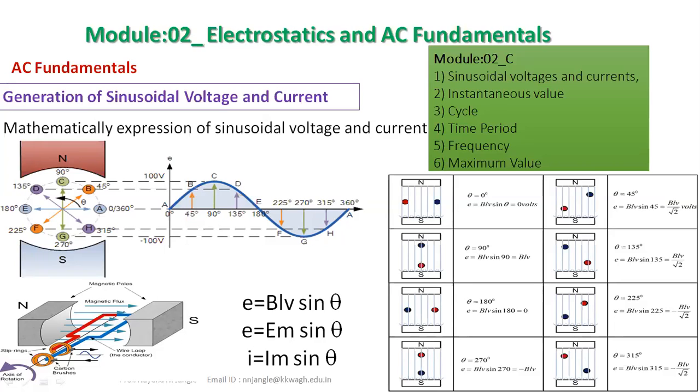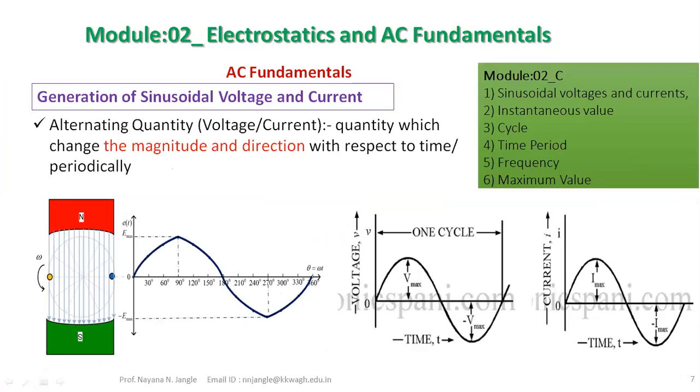Okay, see this pictorial representation or the graphical representation of the EMF generated in this conductor is nothing but a waveform. So let us see some important definitions of this waveform. An alternating quantity or alternating current changes the magnitude as well as direction with respect to time periodically. So an alternating quantity is the quantity whose magnitude as well as direction changes with respect to time.